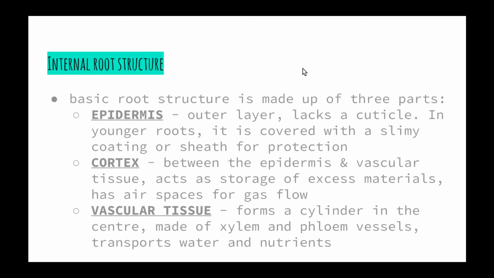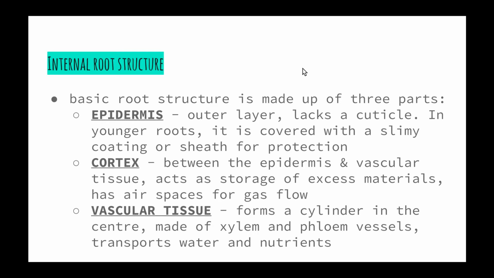So if we have a look at the internal root structure now, we can see why the roots are needed in order to carry out the absorption of water and nutrients. So basic root structure is made up of 3 parts. So the epidermis is the outer layer, which lacks a cuticle. So the cuticle is the very outer surface, in particular of leaves, which is waxy and provides the surface with protection. So in younger roots, it is covered with a slimy coat or sheath for protection instead of a cuticle. So it's not waxy and therefore stops the water from moving in or out.